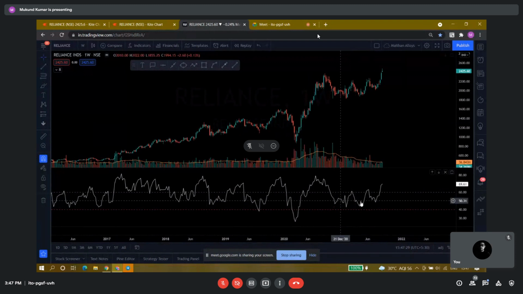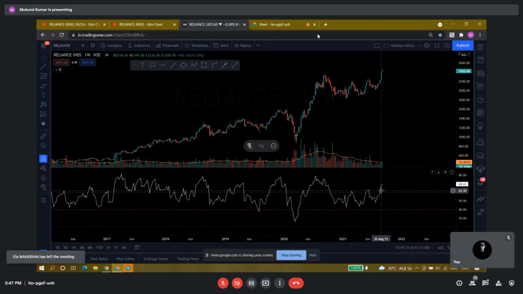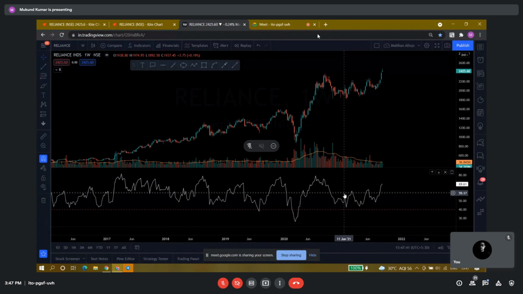So again, the same implication, again on the weekly chart. For positional trading or swing trading, I basically look at the weekly chart and the daily chart. I follow the weekly chart and daily chart regularly for positional and swing trading.